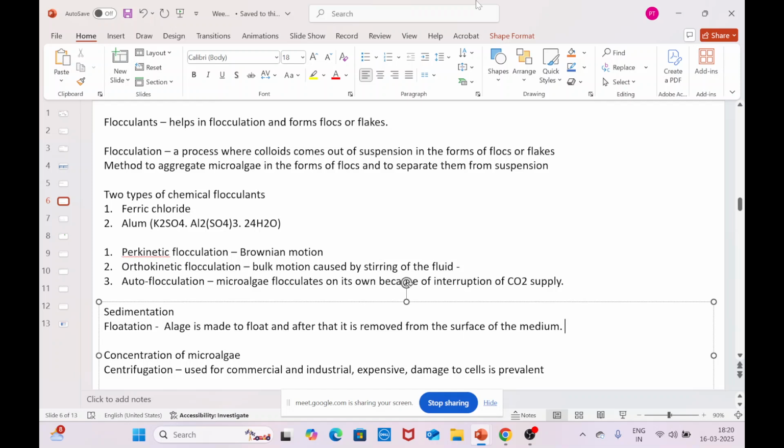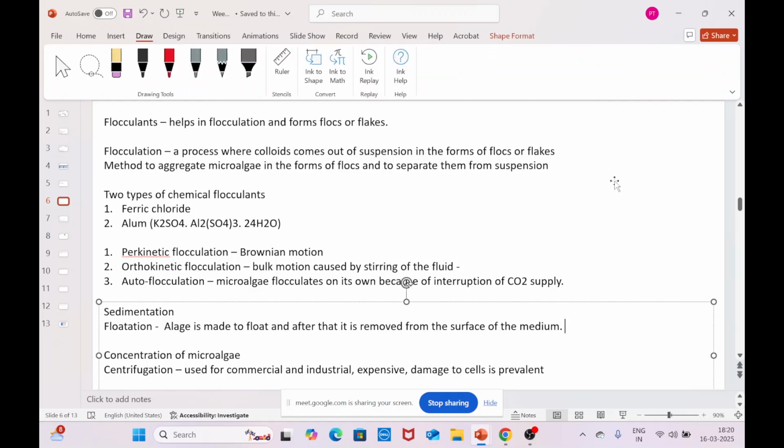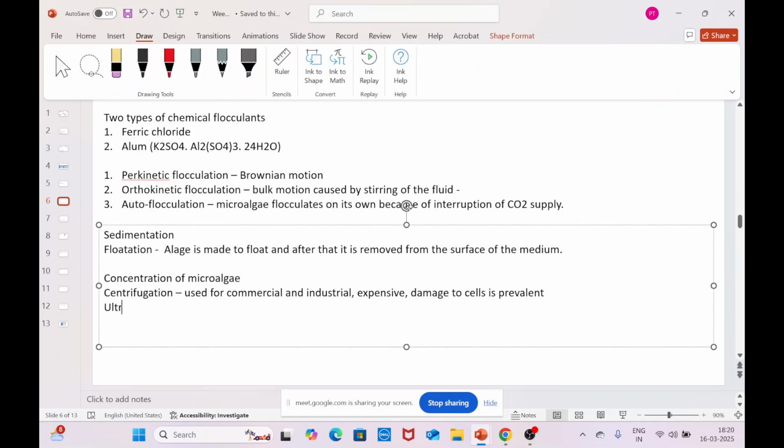After this initial harvesting process, you have to concentrate the microalgae. That means doing more steps so that you get more algae in the harvesting process. For that you do this concentration, wherein first you do centrifugation, and after that you do something called ultrasonic agitation.